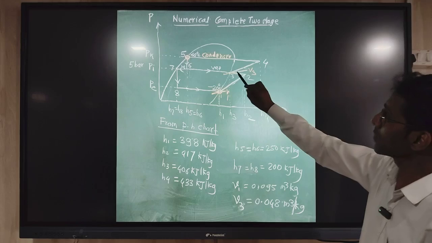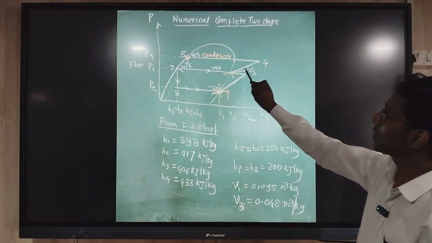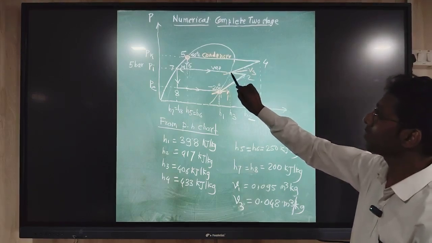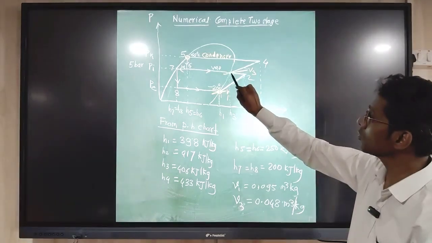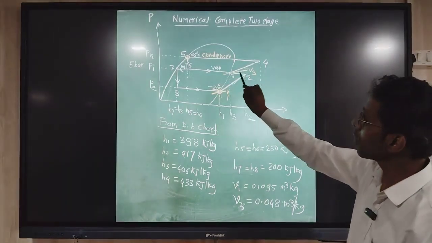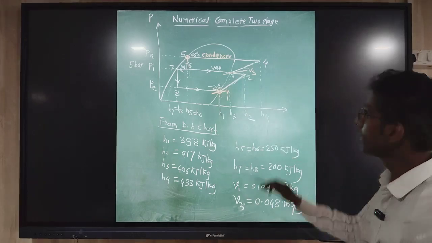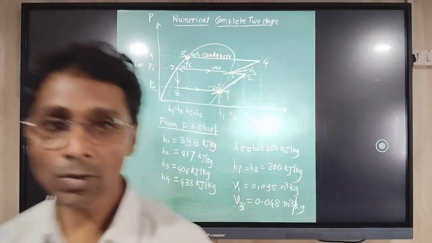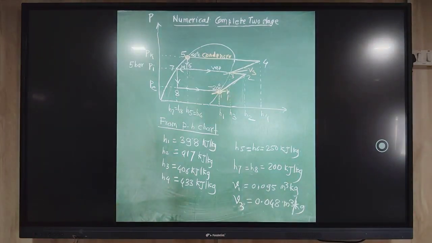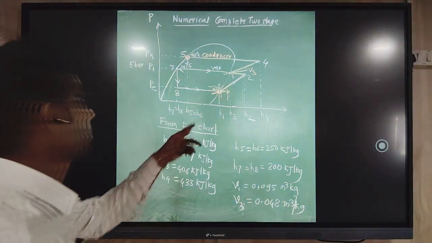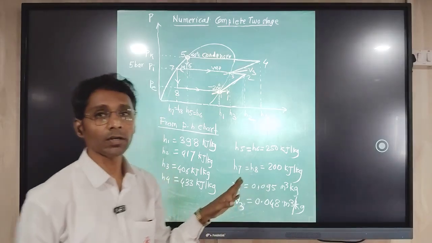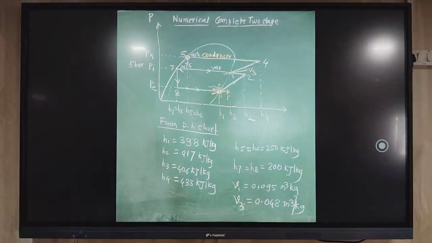Similarly, for the second compressor, 3 to 4 is the process. The entry of the second compressor is point 3. So through this point 3, we have to draw a specific volume line. Now I will show the specific volume lines, because this is the first time we have to see them. Earlier, this kind of explanation did not come. So let us see in the chart where the specific volume lines are.